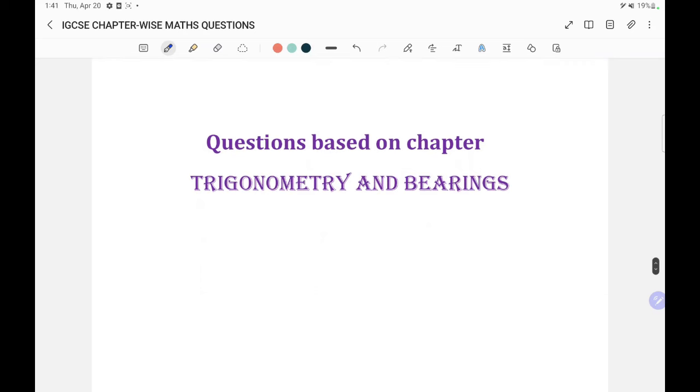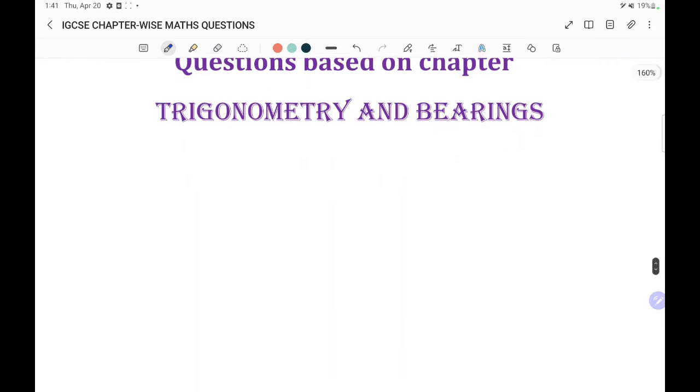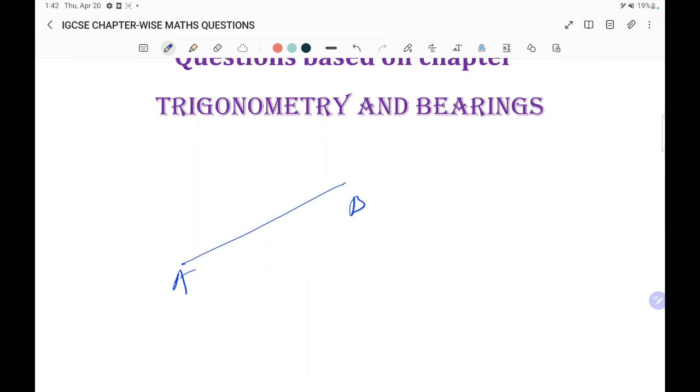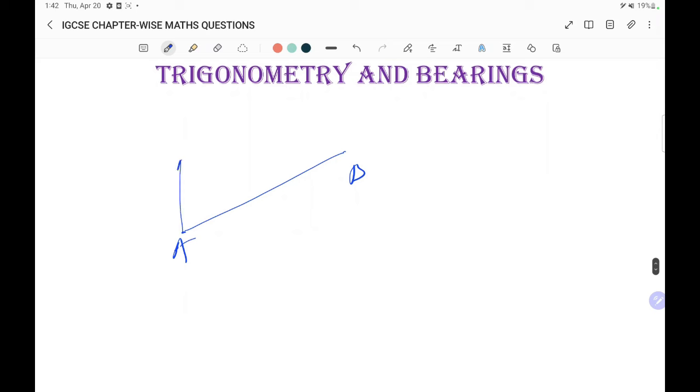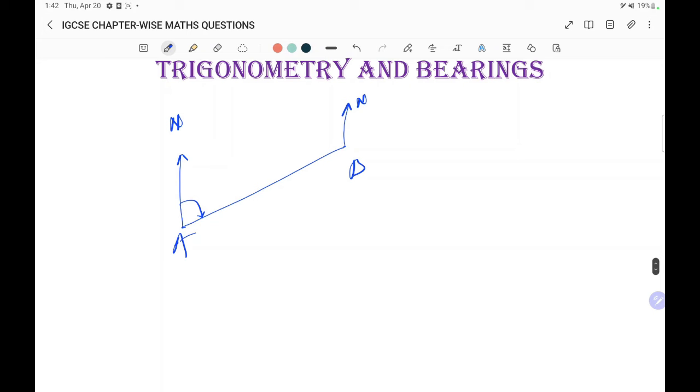Now come to the next question, that's trigonometry and bearings. Let me explain about bearings. Suppose you have point A, you have point B. And here it's the north direction, here it's the north direction. Okay, this north direction is very important. And here always you have to measure in the clockwise direction. So the bearing of A, suppose I need to find the bearing of A from B.